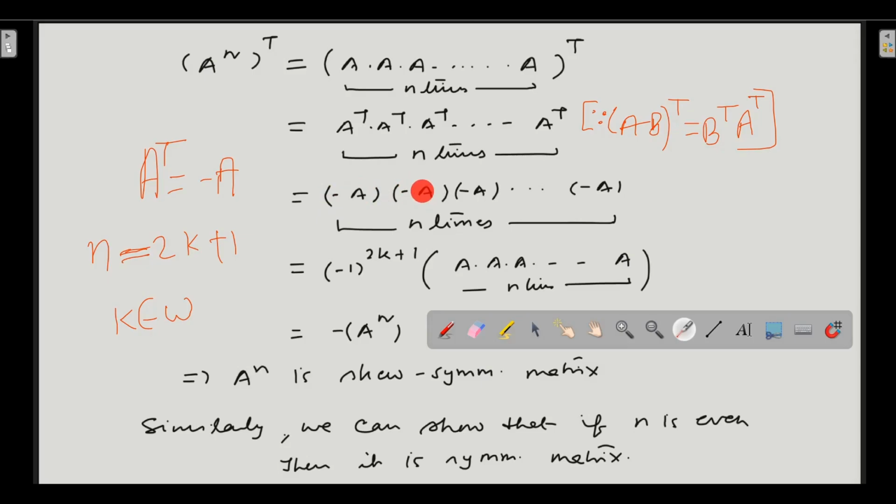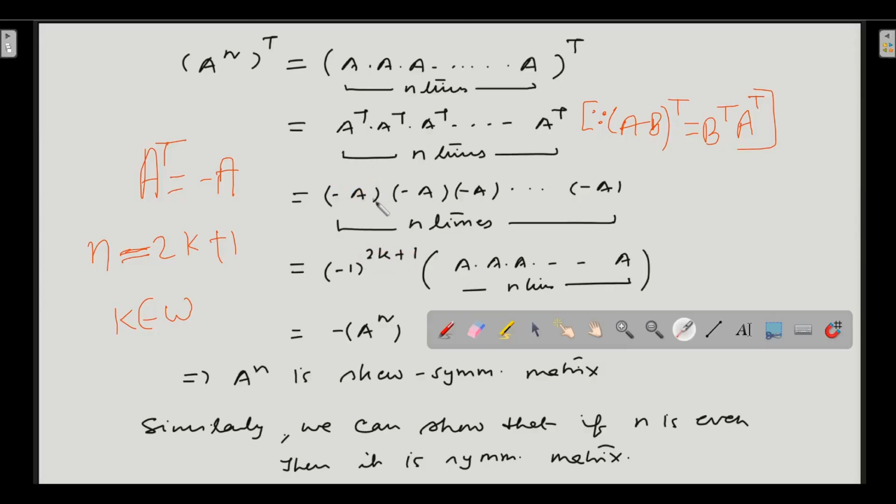Now you can take out the minus sign common from all these factors. So minus 1 to the power n will come. If you take out the minus sign common, it will be minus 1 to the power n, and n is equal to 2k plus 1. So minus 1 to the power n will become minus 1 to the power 2k plus 1.